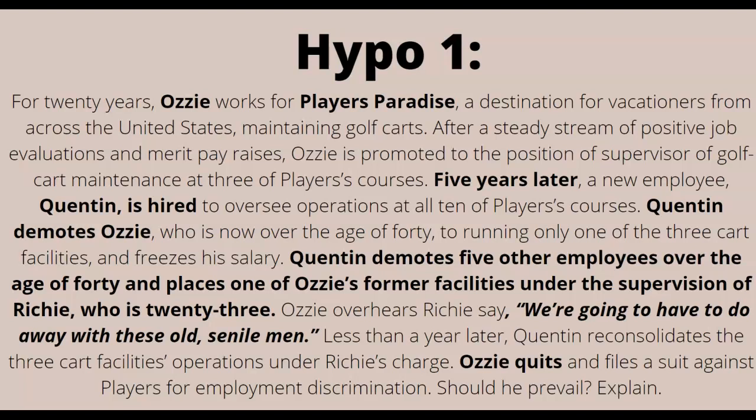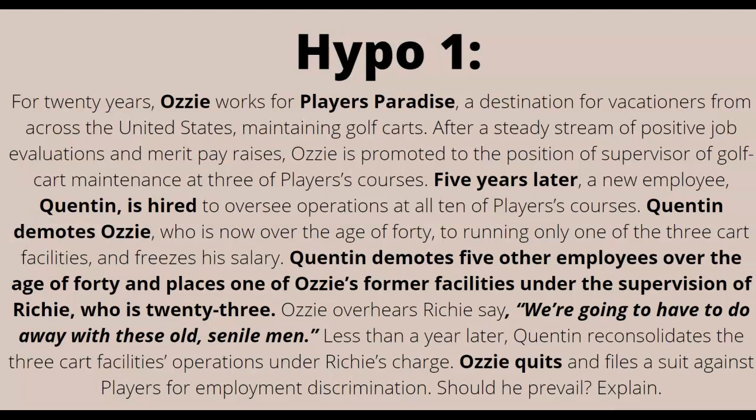Okay, so now let's talk about what happened here. Ozzy has had a steady stream of positive job evaluations and merit-based pay raises. So during the entire course of his career, for 20 years, he's been doing well. Then what happens? 5 years later, after he's promoted to supervisor, they hire a new person, Quentin. And that person is hired at above rank of Ozzy. And what does Quentin do? Quentin demotes Ozzy. So when we're looking at these employment discrimination laws, we have to see what is the adverse employment action that took place.